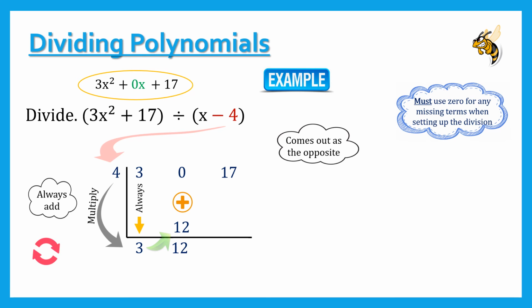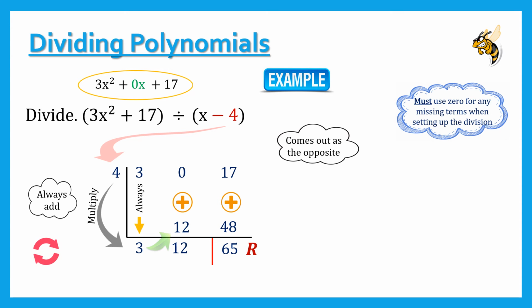Then we're going to repeat the process. So it's going to be 4 times 12, which is equal to 48, which goes inside. And we're always adding. So it's going to be 17 plus 48, and the result goes in the bottom, which is 65.